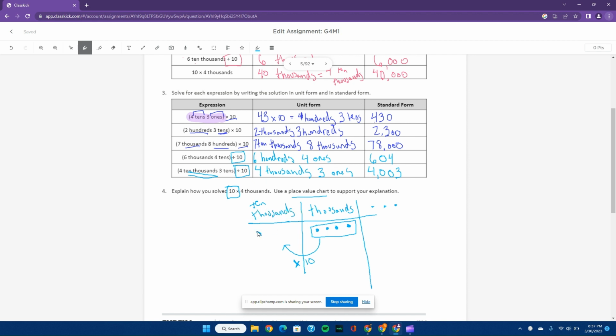Okay, and again, here's 4 of them. So 4 10,000s, what does that look like? That looks like a 4 in my 10,000s place and zeros everywhere else to make 40,000.